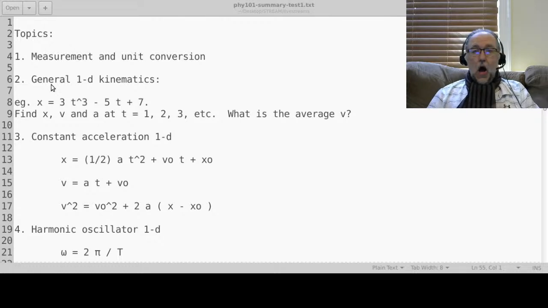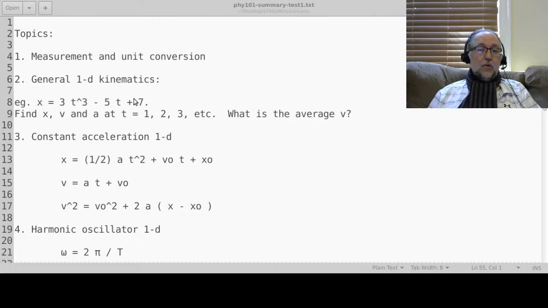The first major topic that we looked at was general 1D kinematics. The word general means a mathematical description of all possible motion in 1D. This is actually the question that I would like to do if you have no preferences at all. I give you some arbitrary function of how something moves in 1D, and you should be able to answer all kinematic questions about it, such as what's the velocity, what's the acceleration, what's the average acceleration during some time interval, things like that.